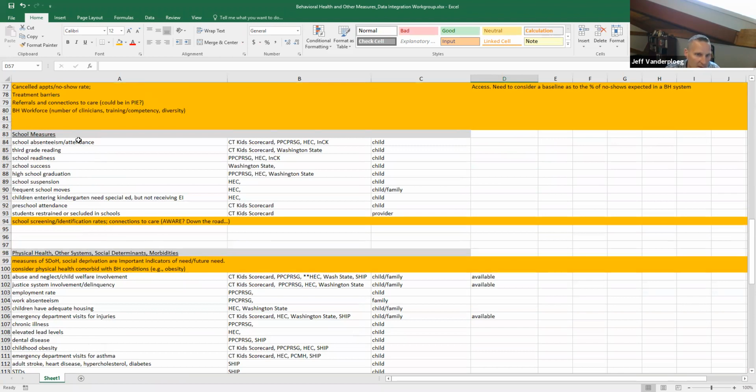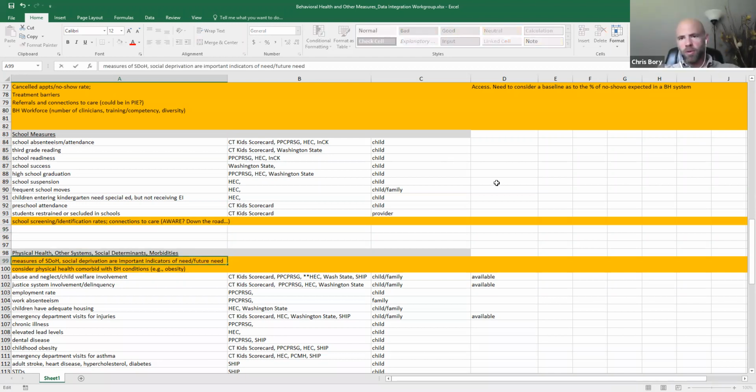Chris, you talked about social determinants. If anybody wants to jump in and talk about any of the school measures, please jump in and do that. But for now, why don't I just ask Chris to tell us a little bit more about social determinants and social deprivation indicators, and where we might be able to access those.